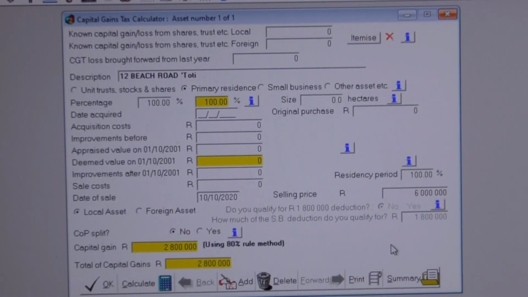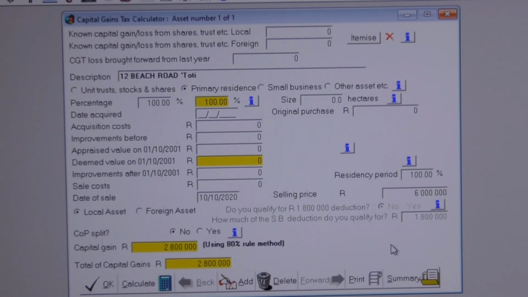In determining the gain amount, we've discussed the method where the base cost is known, and we've discussed the TAB method. There's one final method SARS uses to determine the base cost in cases where you cannot prove when you acquired the asset or what you paid for it. If we remove the purchase date and the purchase price, then you will see that SARS uses the 80% 20% method, which means that SARS uses 20% of the proceeds as the base cost. In this case, 20% of the 6 million Rand is 1.2 million.